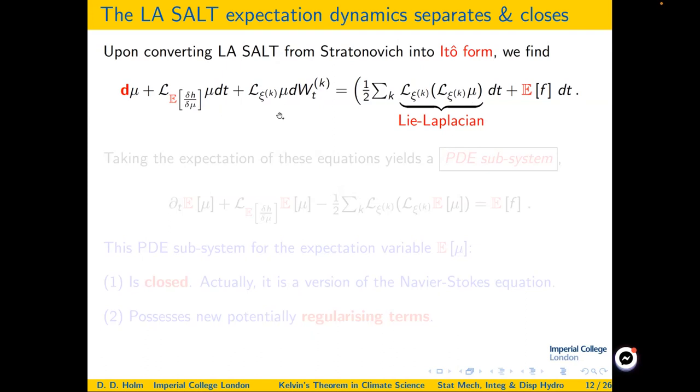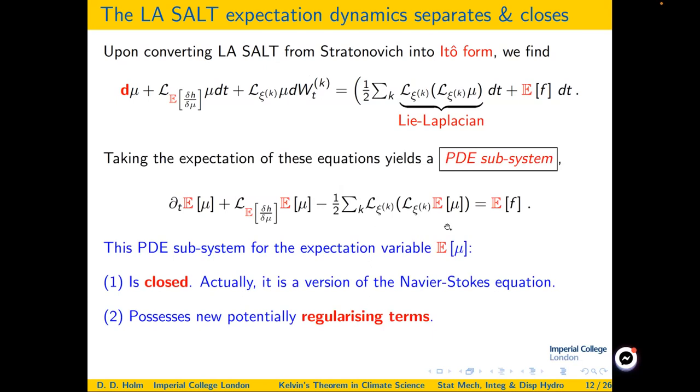We want to go to Ito noise so that we can take the expectation of this equation to get the equation for the expected mu, momentum density. When we take the expectation of anything times Ito noise, it vanishes. So when we take this expectation, we get an equation which closes for the expected variable, the expectation of the momentum density.